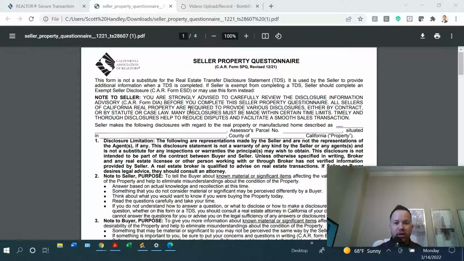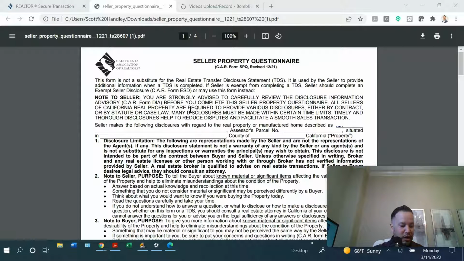So make sure you're getting this form up front, whether it's at the listing appointment, your pictures, or an open house, whenever it may be. Just make sure that number one, you get this in the seller's hand, and number two, explain to them the importance of this document, because it's very, very important. So let's get right into it.